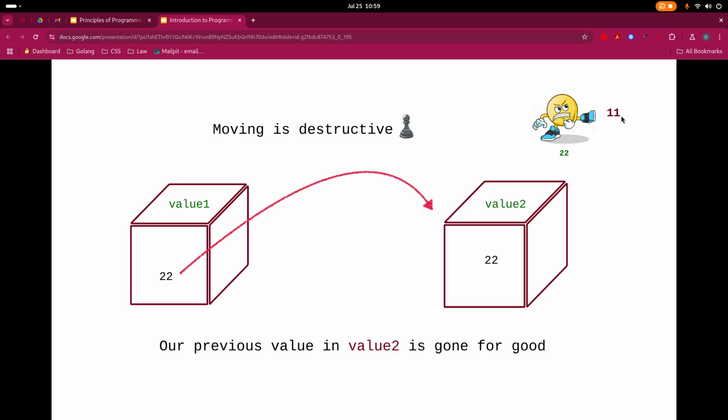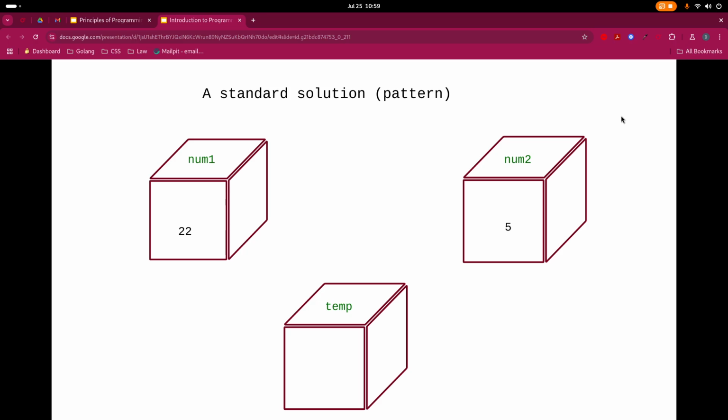Again, it turns out that many people have thought about this problem and they have a solution, a pattern, an algorithm. All you need to do is to have a third box. In this example, I have num1 having 22, I have num2 having 5, and then I have this empty box called temp. So I have 3 variables.